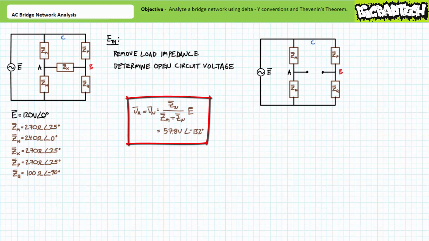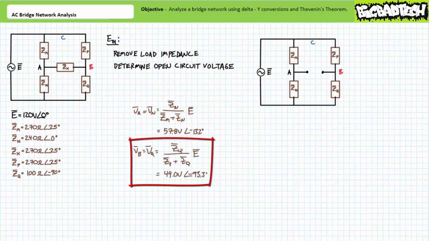An application of the AC voltage divider rule demonstrates that VA is 57.8 volts at an angle of negative 13.2 degrees. Similarly, nodal voltage VB is the voltage across impedance element Zq. Application of the AC voltage divider rule demonstrates VB to be 49 volts at an angle of 93.3 degrees.